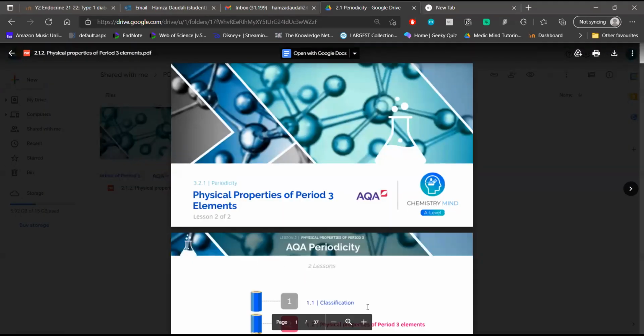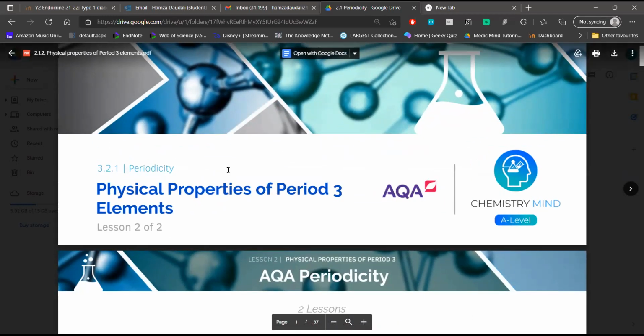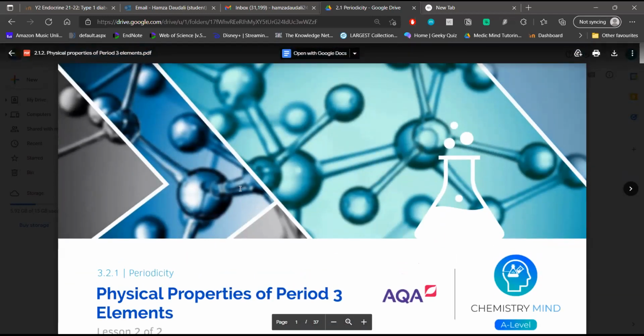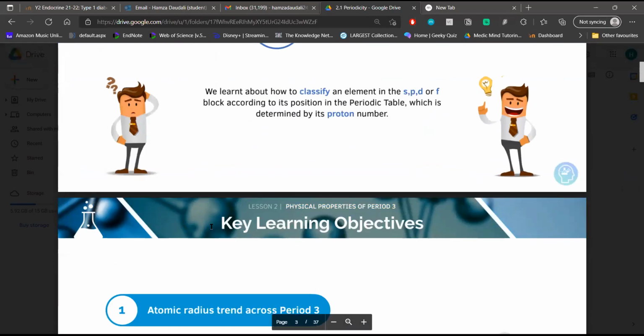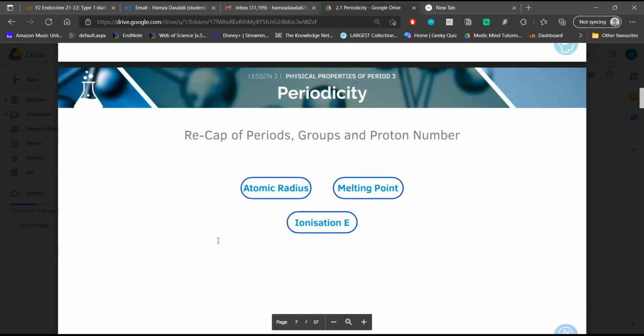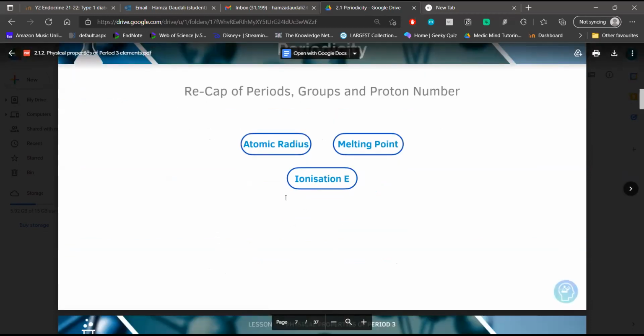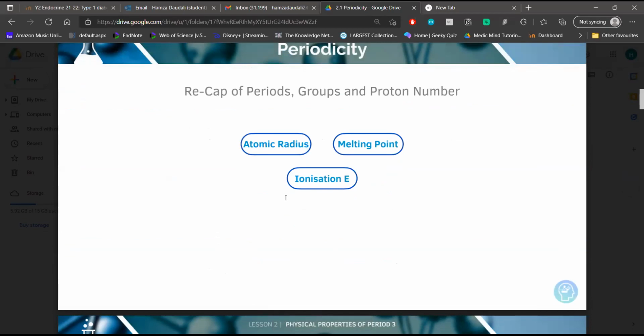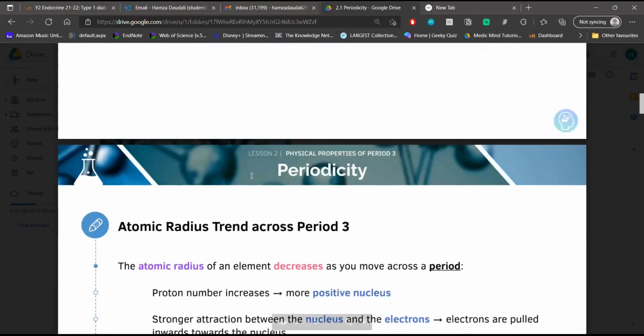Okay. So we're going to take a look at now the physical properties of period 3. First of all, we need to be familiar with where period 3 is in the periodic table. Period 3 runs from sodium, magnesium, aluminium, silicon, phosphorus, sulfur, chlorine, and all the way to argon. We're going to learn the atomic radius trends, the melting point trends, and the ionization energy trends going across the period.